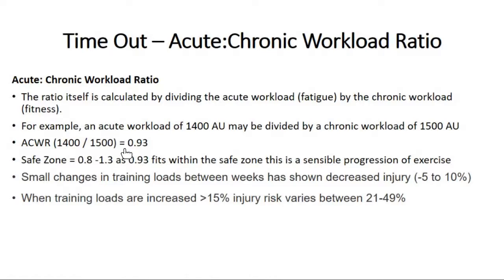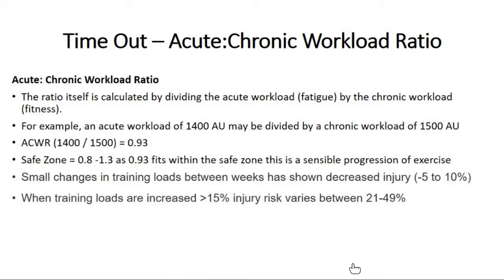1,500. So if it's between 0.8 and 1.3 as a ratio, then that's our safe zone. We've got to remember our safe zone is between 0.8 and 1.3, which means that we're not increasing our training too much too quickly. Because if we increase our training too much too quickly, that's when we start to get injured. Then we keep progressing until we hit that plateau and we get the law of diminishing returns.